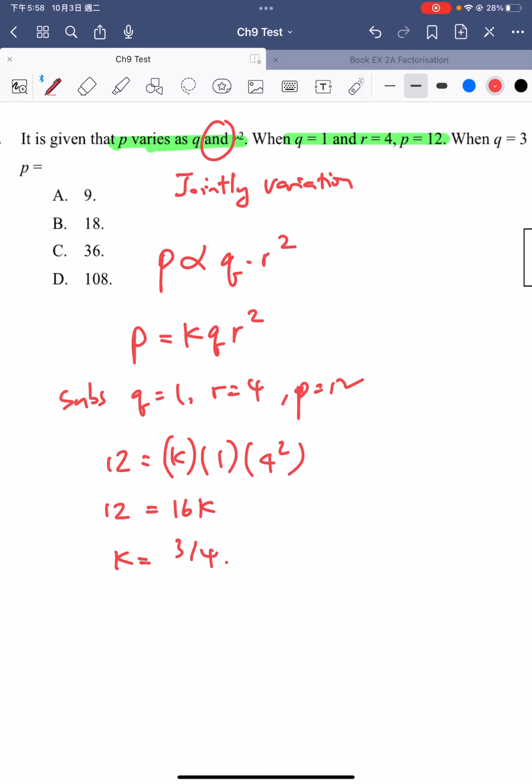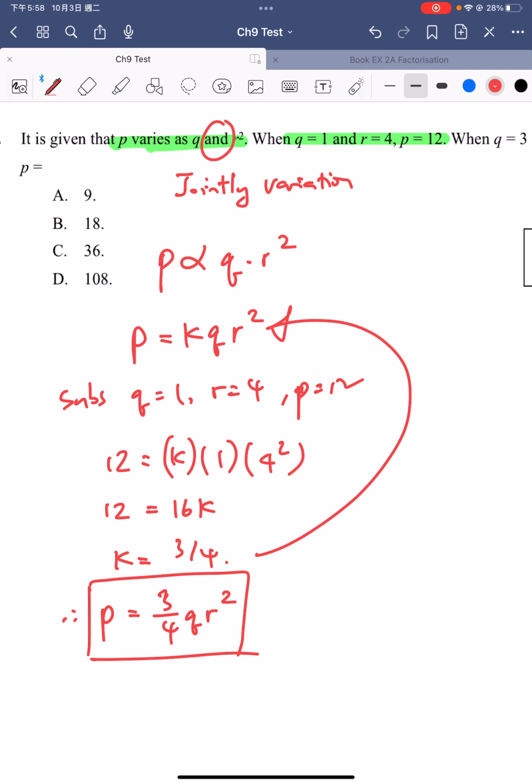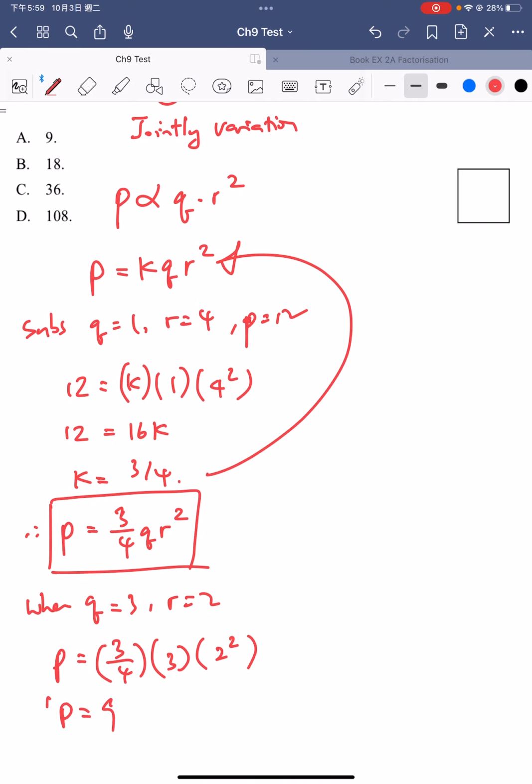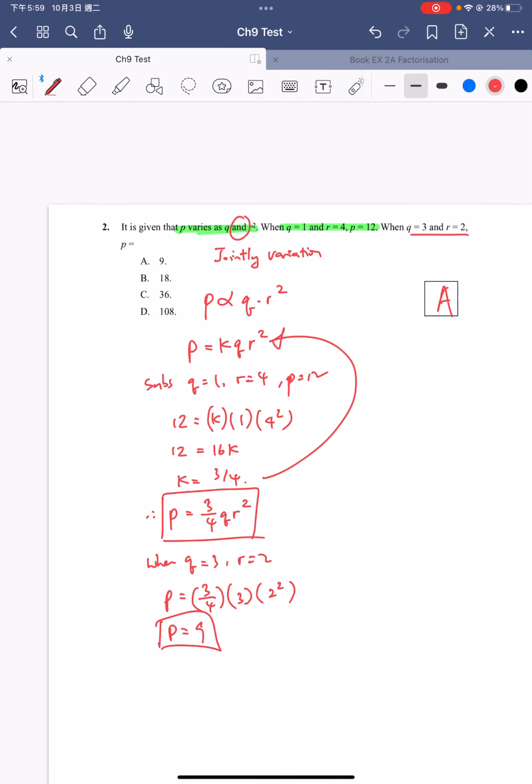So now we get the value of K, the variation constant. We can substitute back into our initial formula so that we have P is equal to K times QR squared. K is actually equal to 3 over 4, so we have 3 over 4 times Q times R squared. So that's our relation between P, Q, and R. And now they are giving that Q is equal to 3 and R is equal to 2. Just substitute into our equation: 3 over 4 times 3 times 2 squared. Using the calculator, I get P is equal to 9. So the answer should be A.